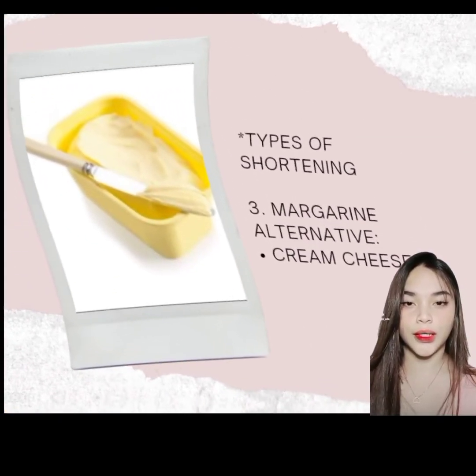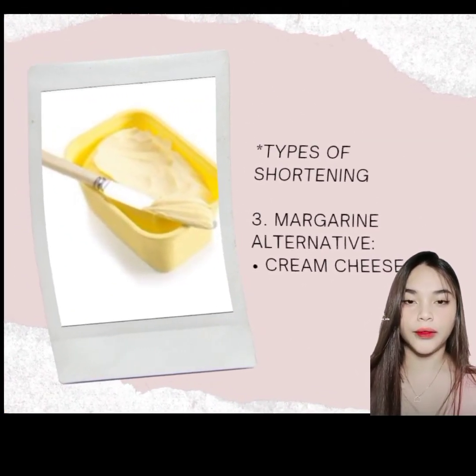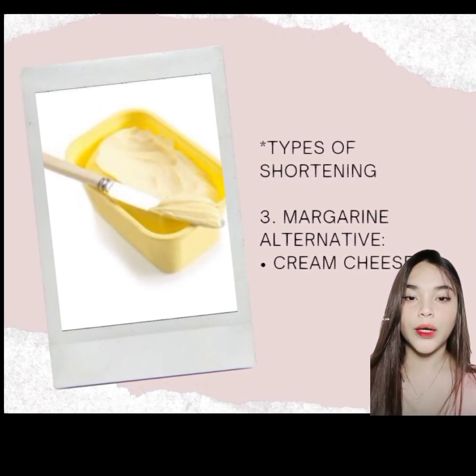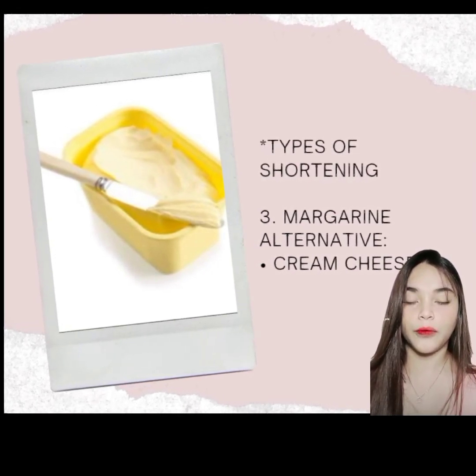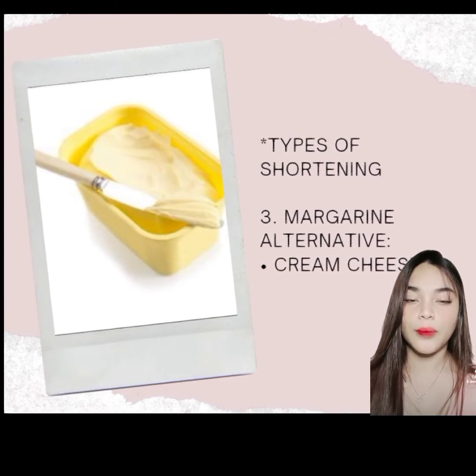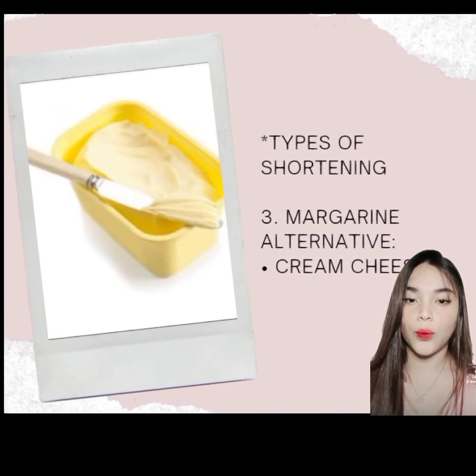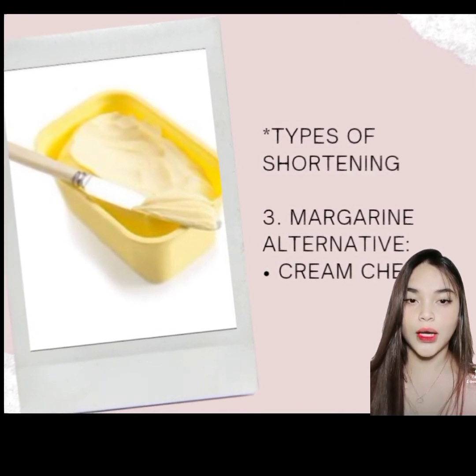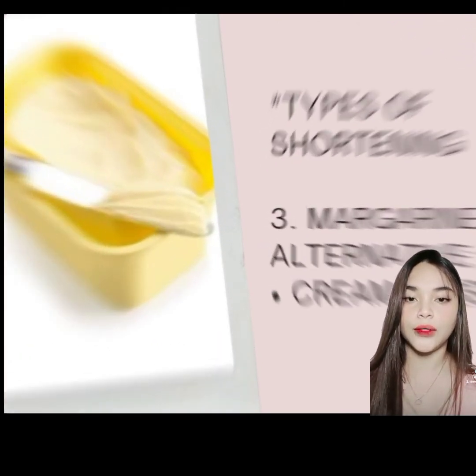Types of shortening. Margarine. Alternative: cream cheese. For 1 cup of margarine, substitute 1 cup of softened cream cheese, or 1/8 ounce of light or reduced fat cream cheese, which has fewer calories and fat.